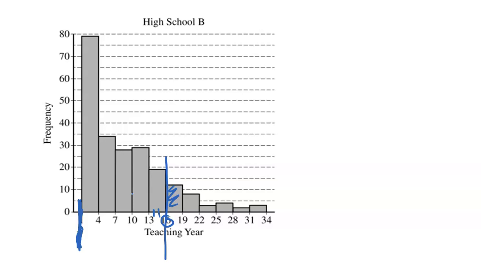How did I figure that out? I went down 1 standard deviation, I went up 1 standard deviation, and I created this interval from 1 to 15. So now I just have to estimate what's in each of these bins.